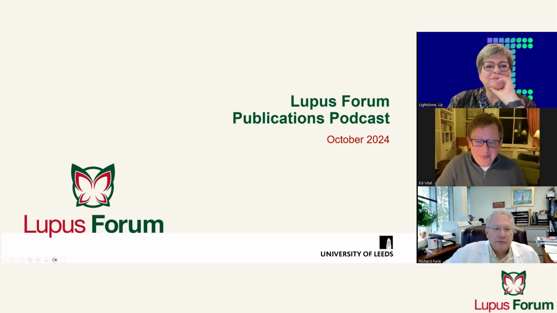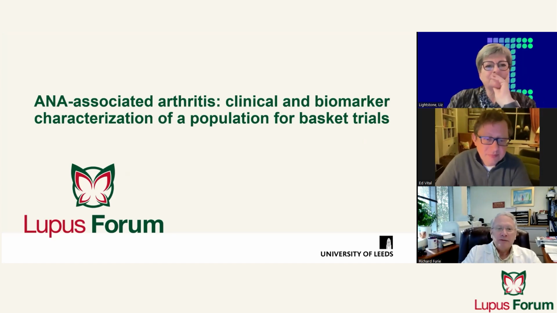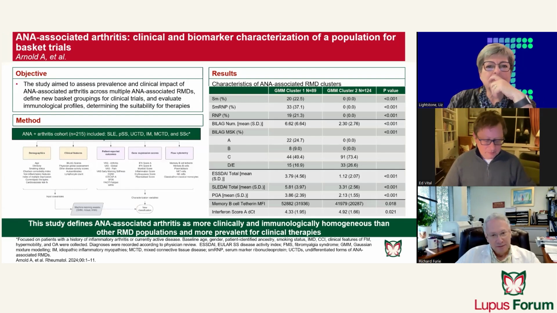Well, let me just first give the title, and it's ANA-associated arthritis, clinical and biomarker characterization of a population for basket trials. So as you said, the first author was Jack Arnold, and you were the senior author. So I'm going to ask you a bunch of questions, but let me just try to give a little background.